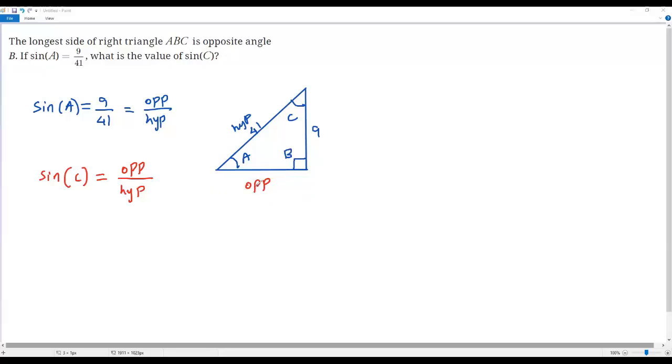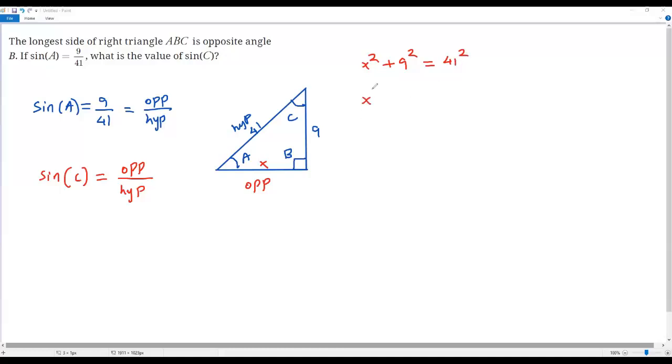So I can use the Pythagorean theorem to get the length of this side, which is the opposite according to angle C. Let me assume the length of this side is x. Now let's use the Pythagorean theorem to get x. According to the Pythagorean theorem, when I add the squares of the two legs of a right triangle, it must be equal to the square of the hypotenuse. That is, I square the length of each side and add them. So I get x squared plus 9 squared. It must be equal to the square of the hypotenuse, which is 41 squared.